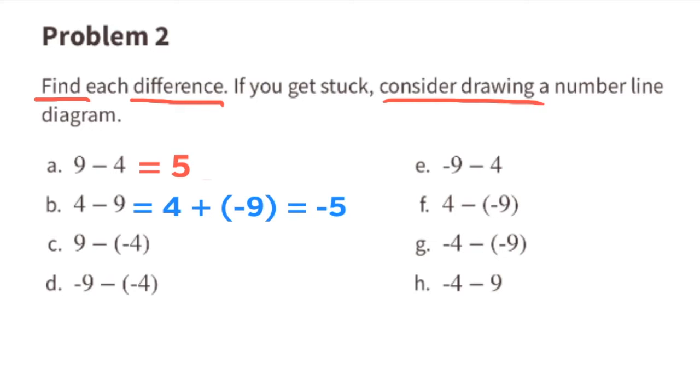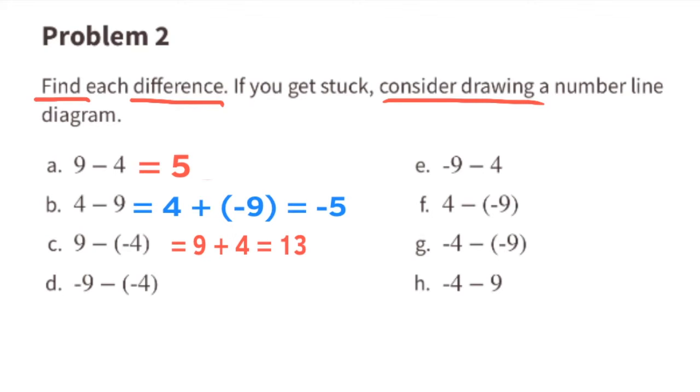C, 9 minus a negative 4. That's like 9 and the opposite of negative 4. And the opposite of negative 4 is positive 4. So we can rewrite it as 9 plus 4. And that equals 13.